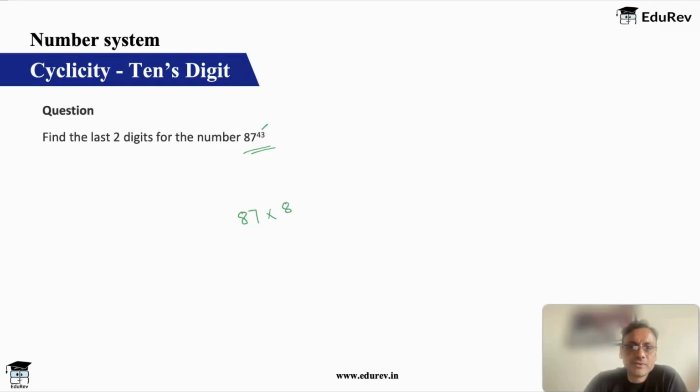What you'll have to do is take 87 out. Then you'll have 87 to the power 42. So one 87 I'll have to take out. So this will become 87 into 87 square to the power 21. Now 87 square, that means 87 into 87. In some time you should be able to do it manually, especially when it's a square.